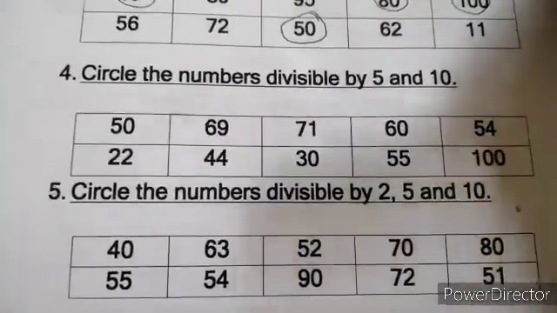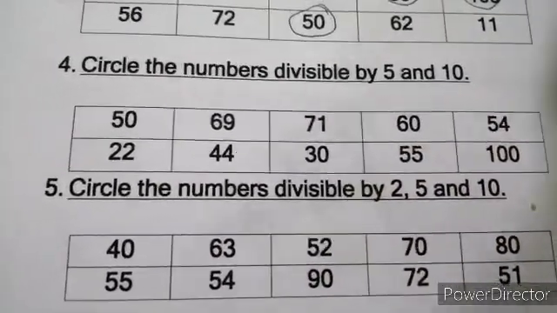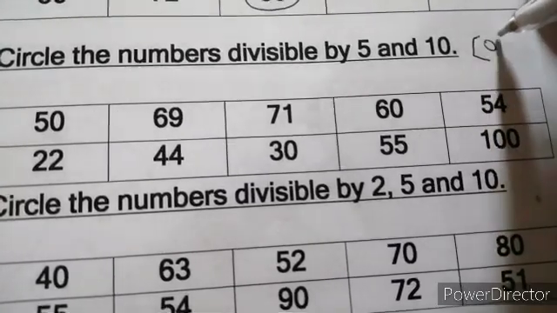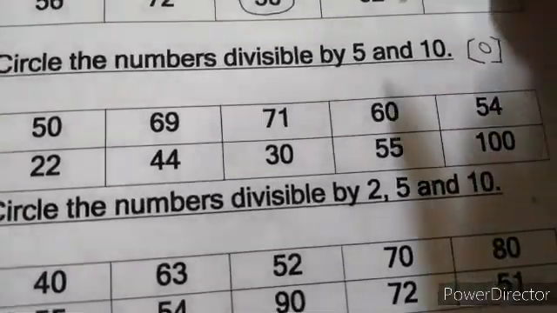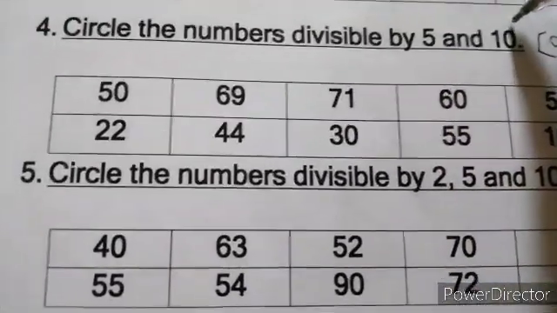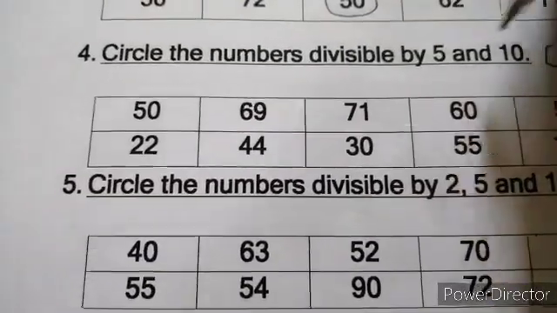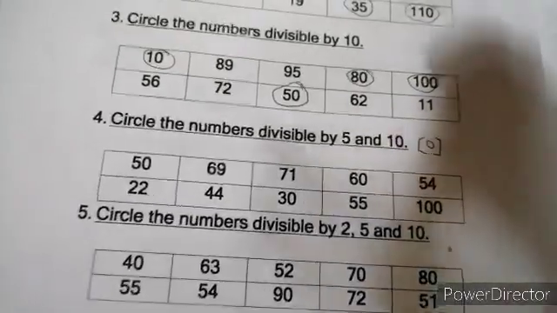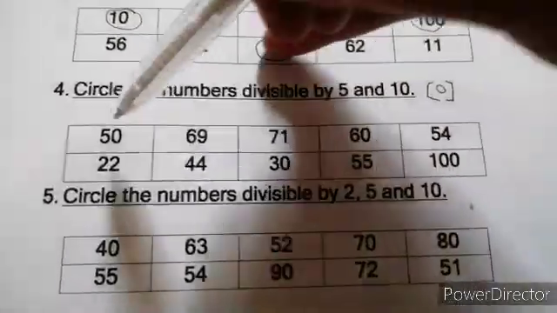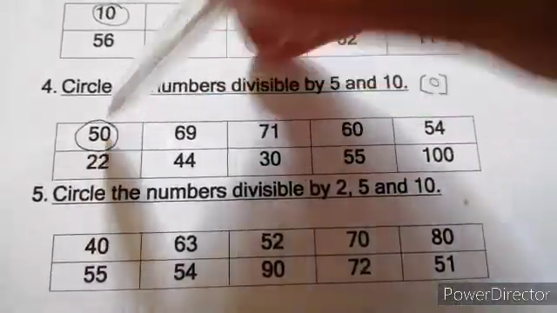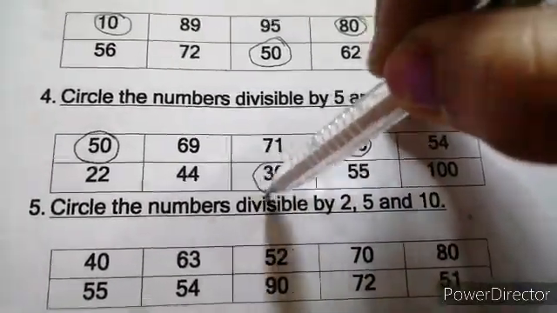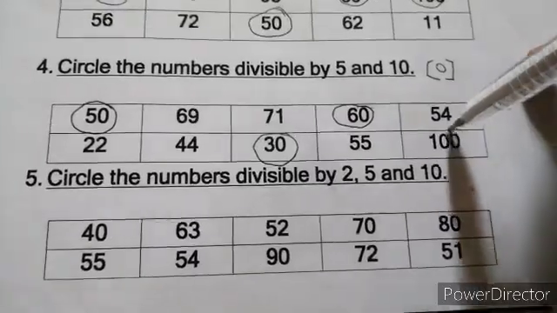Then circle the numbers divisible by both 5 and 10. That means it has to end in 0 only, because for 5, it will end with 0 and 5. For 10, it will end in 0. So for both, if it has to be divisible by both, it has to end in 0. So we will see 50, 60, 30 and 100.